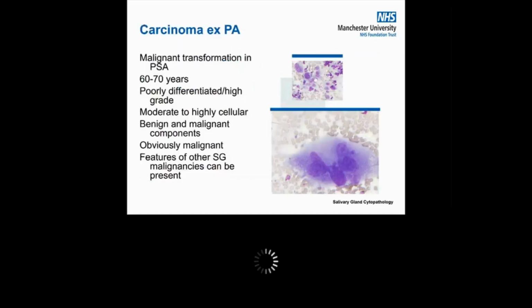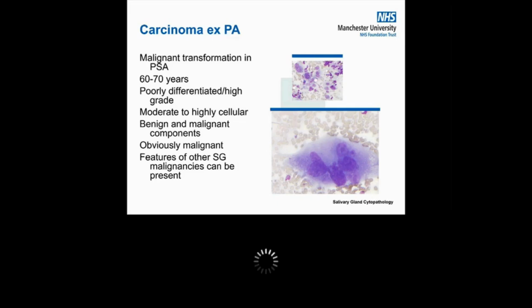So I'll briefly discuss two of the primary high-grade salivary gland malignancies on cytology. The first one is carcinoma ex pleomorphic adenoma. This results from malignant transformation in a pre-existing pleomorphic adenoma, typically in older people, and the cells on the sample will appear frankly malignant and high grade.